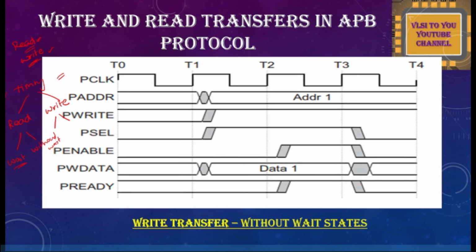So by taking the PREADY signal into consideration, if PREADY is not equal to 1, then the bus will be in the waiting state. We'll see how the timing diagram looks for the waiting state, how the transfer is going to happen when there is a waiting state, and how the transfer is going to happen without this waiting state. Right, now let us discuss the first thing, which is write transfer.